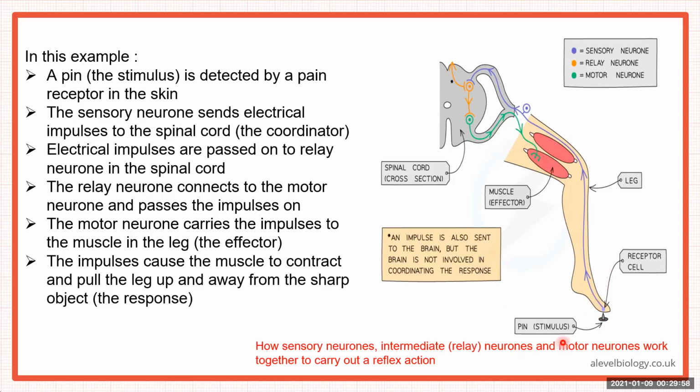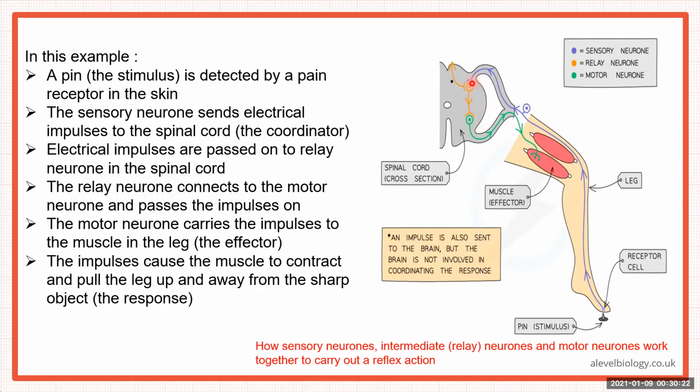So what is happening in this case is, this is a pin, which is a stimulus. It is detected by a pain receptor in the skin. Let's say this person has stepped on a pin, so a pain receptor has been activated. It sends the signal through the sensory neuron, and it sends it to the spinal cord here. So the spinal cord acts as a coordinator.